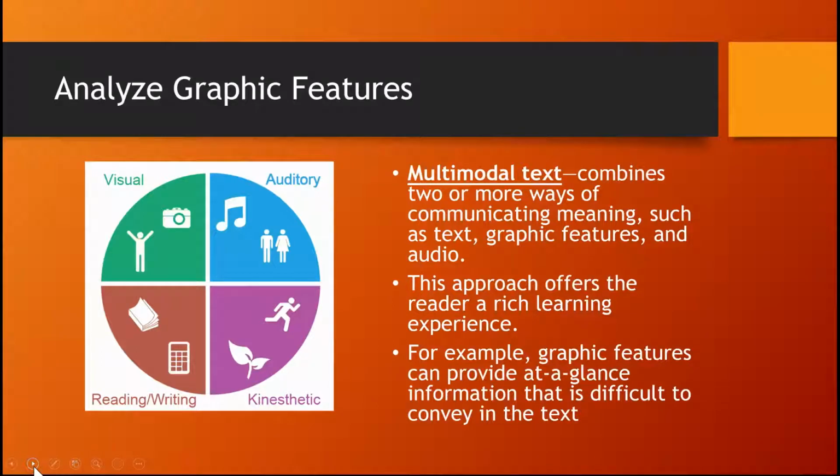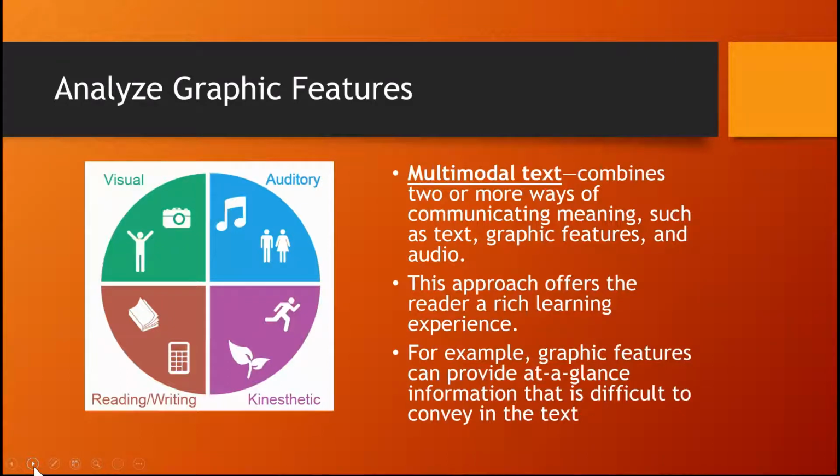Now, let's analyze some graphic features. A multimodal text combines two or more ways of communicating, such as text, graphic features, and audio. Think of when you read a news article and it's got a hyperlink embedded into it, or it also has pictures embedded into it. That is a multimodal text. Think of when you go on any news website and you're scrolling through, and then all of a sudden a news anchor starts reading the story, and you're like, what? That's auditory.